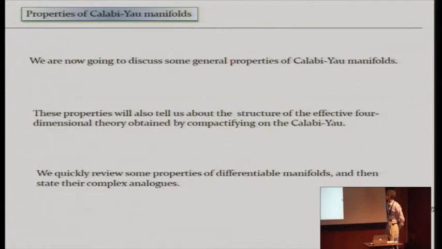Of course, these are going to be geometric properties of the manifold, but they're also going to tell you some effective properties about the effective 4-dimensional theory that's obtained by compactifying a 10-dimensional heterotic string under Calabi-Yau. And the basic outline, the basic structure of what I'm going to do is I'm going to very quickly state some properties about differentiable manifolds that I essentially assume you've seen before, and just repeat them for convenience, and then I'll state the complex analogs of them that you might not have seen before.